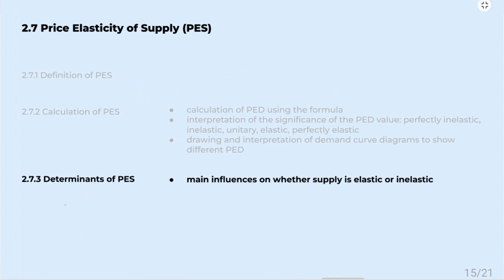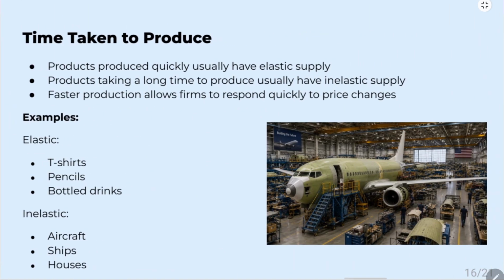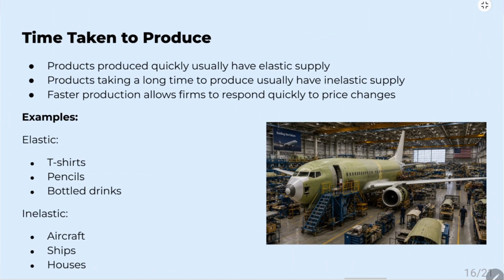Now let's move on to the determinants of price elasticity of supply and the factors that influence whether supply is elastic or inelastic. The first one is time taken to produce. Products that can be produced quickly usually have elastic supply because firms can easily increase output when prices rise. Products like t-shirts, pencils, and bottled drinks are examples because factories can manufacture them rapidly.